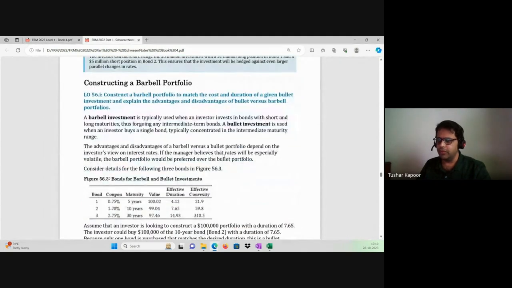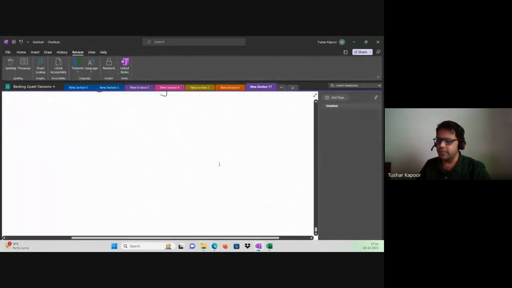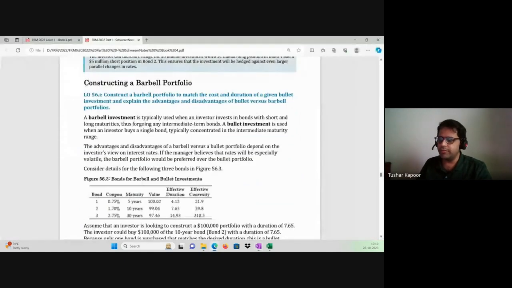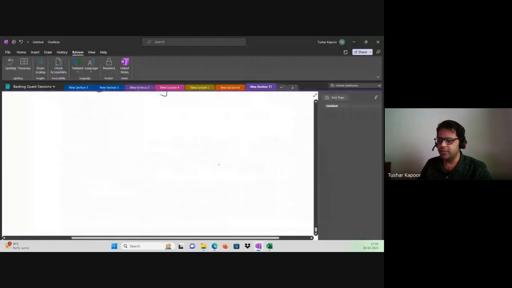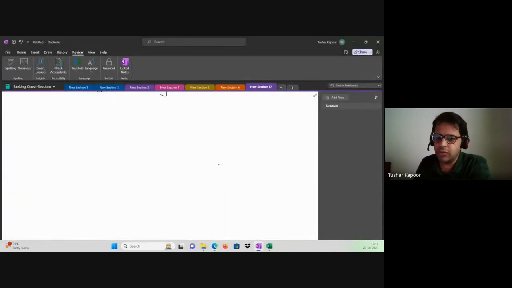Constructing a barbell portfolio. Now what happens in case of barbell investments? There are basically two types of investment. One is called a bullet investment, another is called a barbell investment. Both are based on the times for the securities to mature. Time is on this axis, and the weightage of securities is on the y-axis.